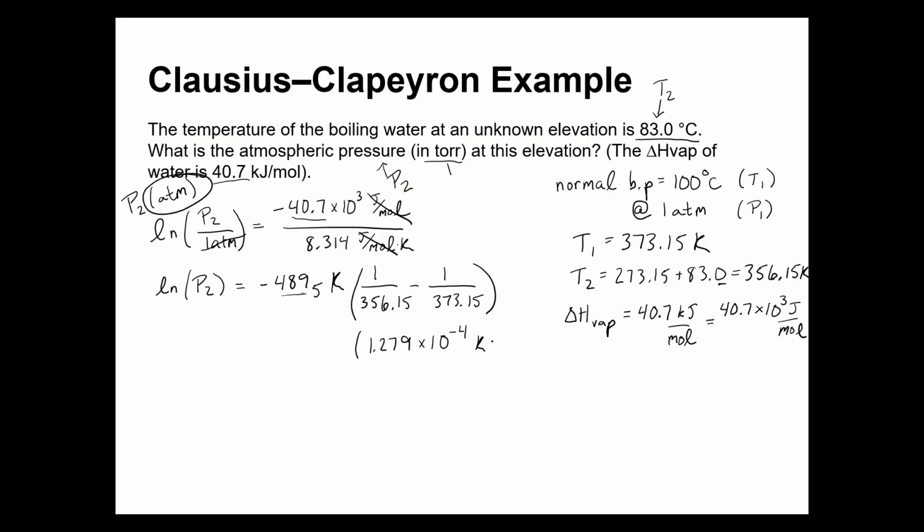And this is in Kelvin inverse, right? Because we have Kelvin on the bottom here for each of these, and negative 489.5 Kelvin. So those Kelvins will cancel out, right? One on top and one on bottom. And so overall, when we multiply the two numbers together, we should get the natural log of the final pressure is equal to negative 0.626, and we'll keep one extra digit until we're done.